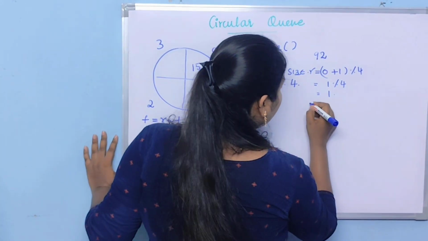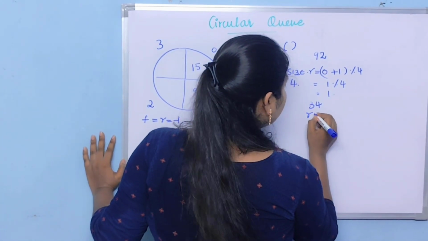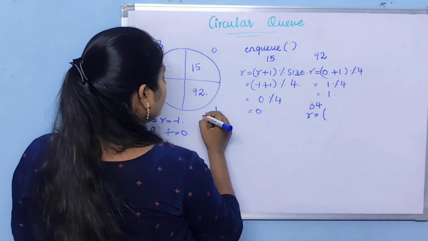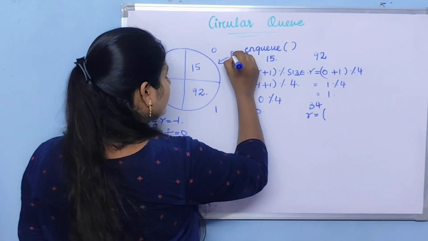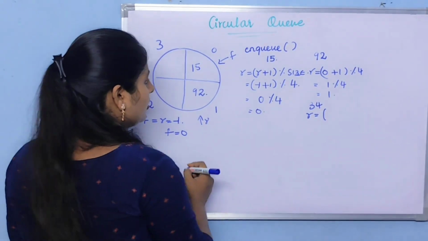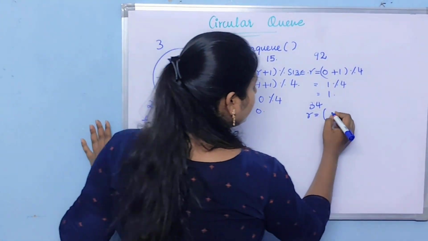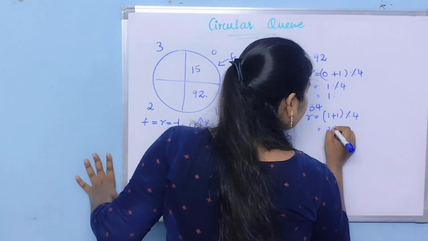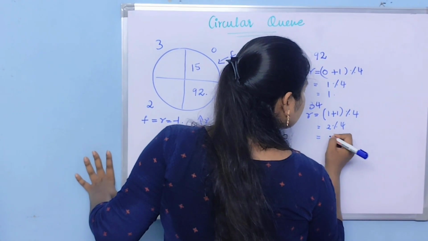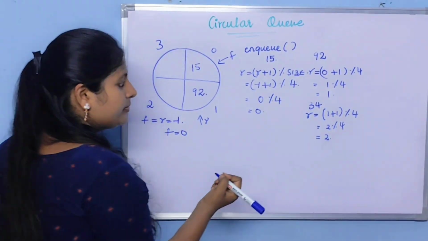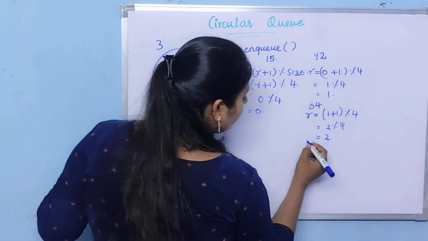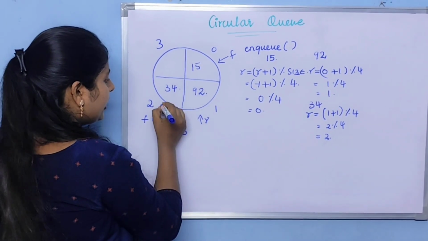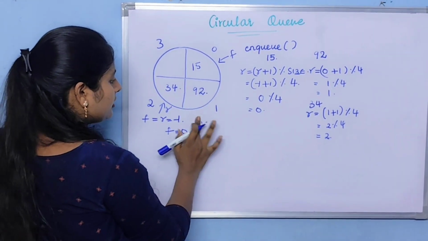Again, I am adding one more element, 34. Rear equals, what is my rear value right now? This is my front. This is my rear. So what is my rear? 1 plus 1 mod 4 is 2 mod 4. That is 2. So 34 will be inserted at the second position. That is rear.